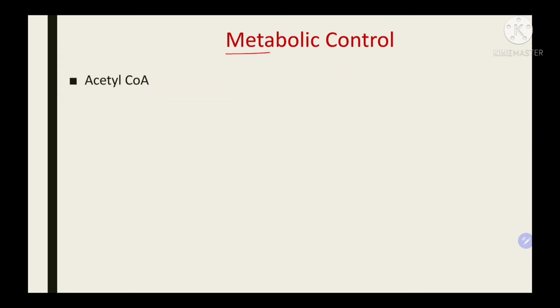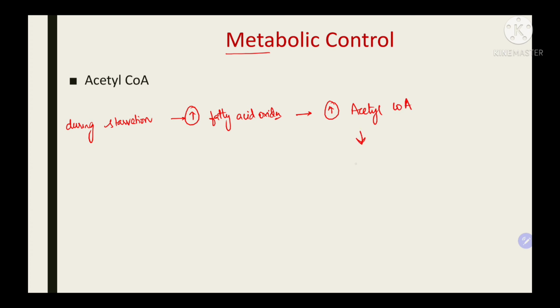Now coming to metabolic control, first is acetyl-CoA. During conditions like starvation, there is increased fatty acid oxidation that results in increased acetyl-CoA. Now this acetyl-CoA is an allosteric modulator of the enzyme pyruvate carboxylase. That is, acetyl-CoA mainly activates the enzyme pyruvate carboxylase. It binds to the enzyme and lowers its Km value, thereby increasing its affinity for carbon dioxide.